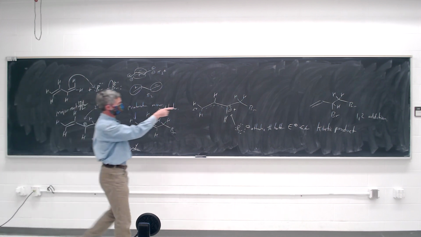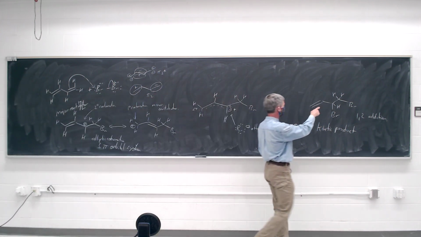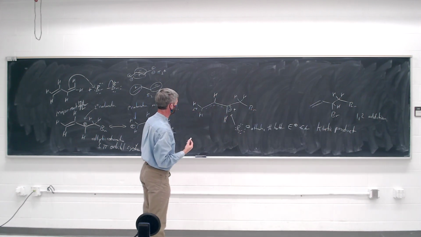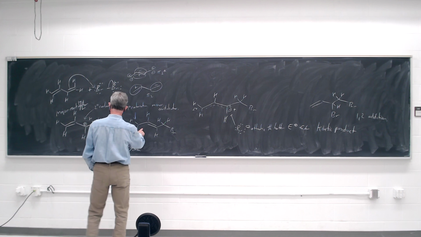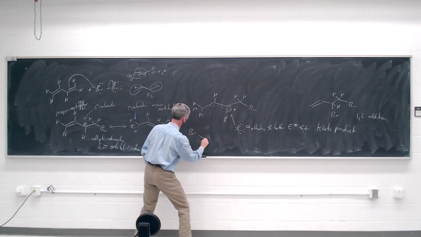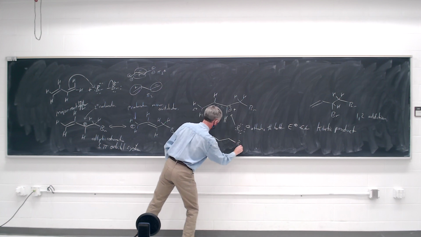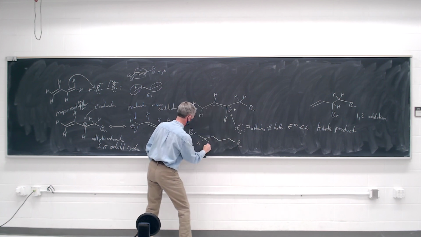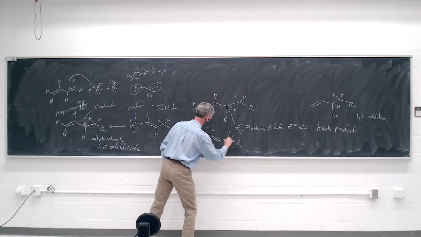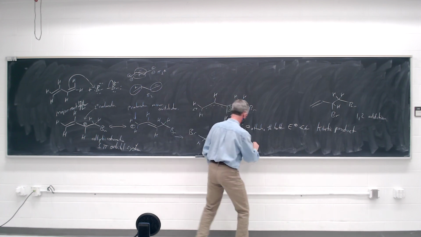So that's the kinetic product. That's the most stable carbocation, which is going to be the one that takes less energy for the nucleophile to attack. The other product, if bromine attacked this, would look like that. That's a 1,4 addition product.